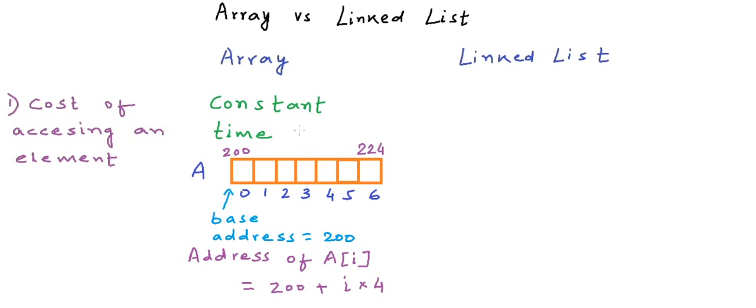In terms of big O notation, constant time is also called O(1). So accessing an element in an array is O(1) in terms of time complexity. If you are not aware of big O notation, check the description of this video for a tutorial on time complexity analysis. Now in a linked list, data is not stored in a contiguous block of memory.